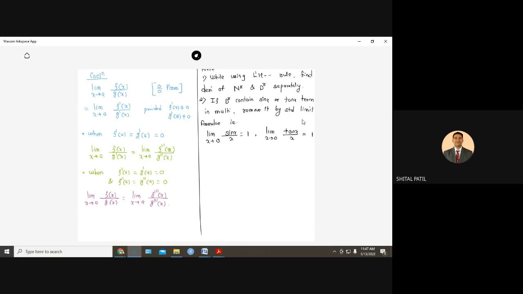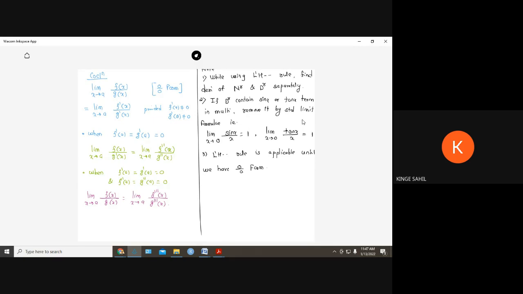Then, L'Hospital's rule is applicable until we have 0 by 0 form. So how many times do we have to use L'Hospital's rule? Till we are getting 0 by 0 form. That's it. We have to take care of these things and then we'll go through a few examples.